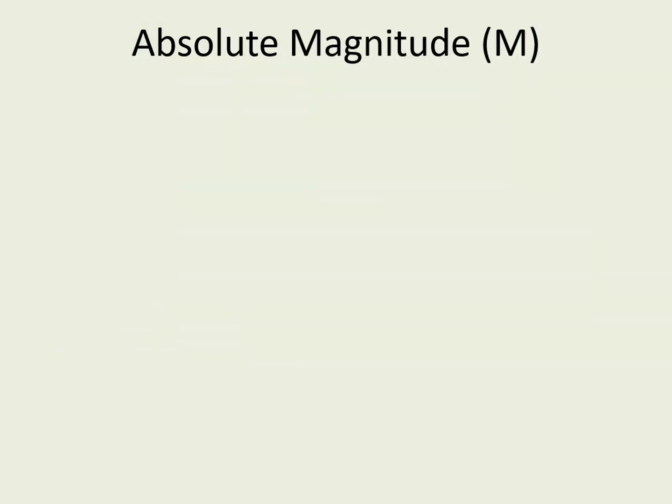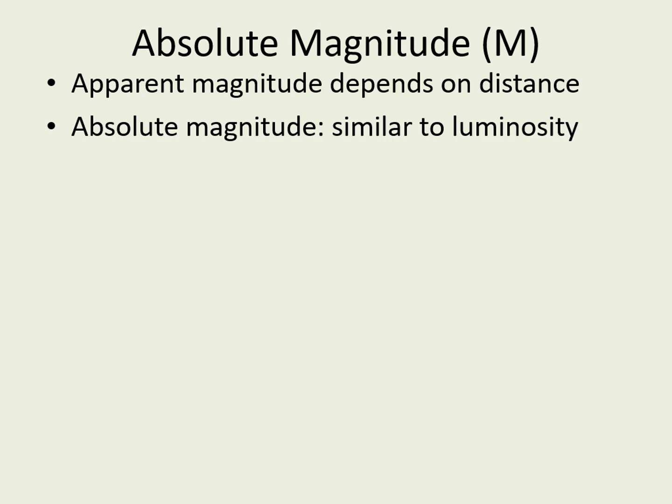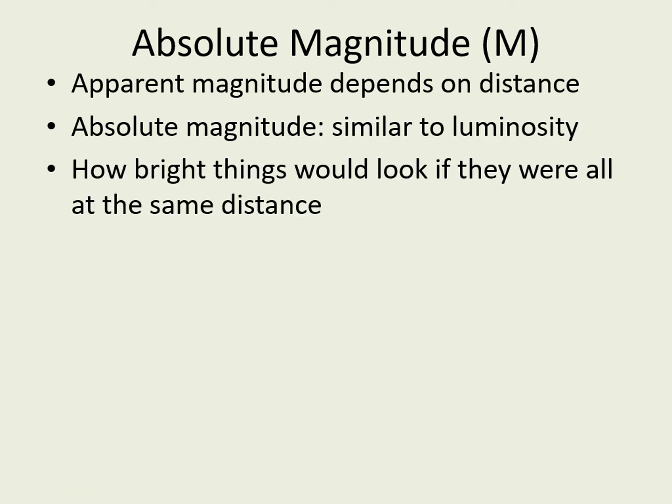Now let's go back to that last idea, how bright a star looks versus how luminous it really is. Apparent magnitude measures brightness, so it depends upon distance. Absolute magnitude is basically luminosity, what the star is really like if distance didn't matter. Just like apparent magnitudes, absolute magnitude is smaller for more luminous stars.